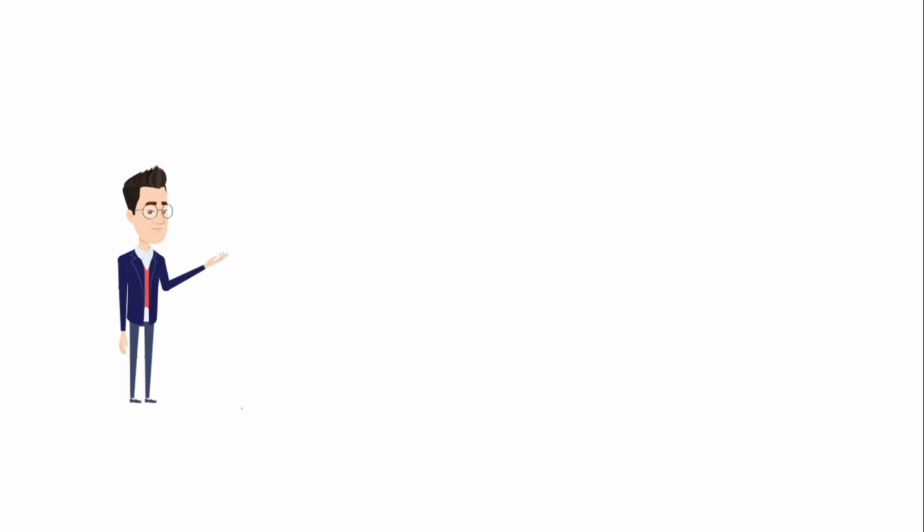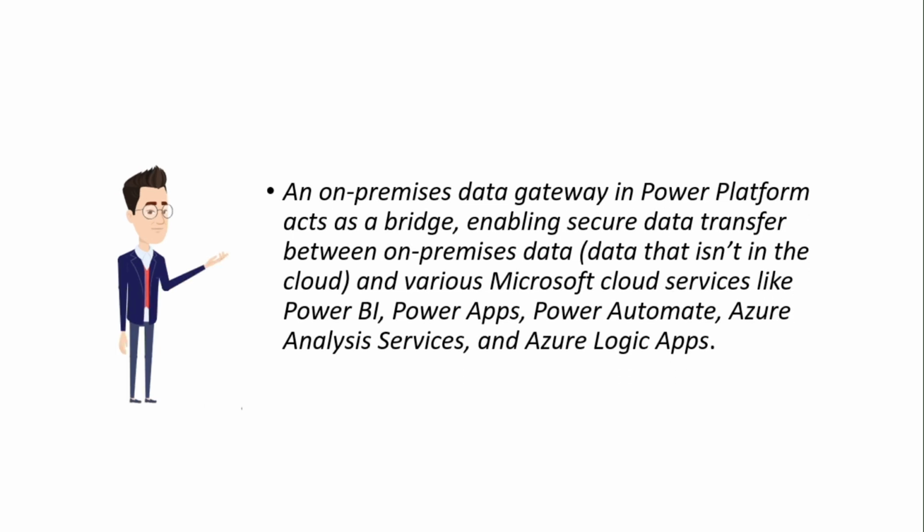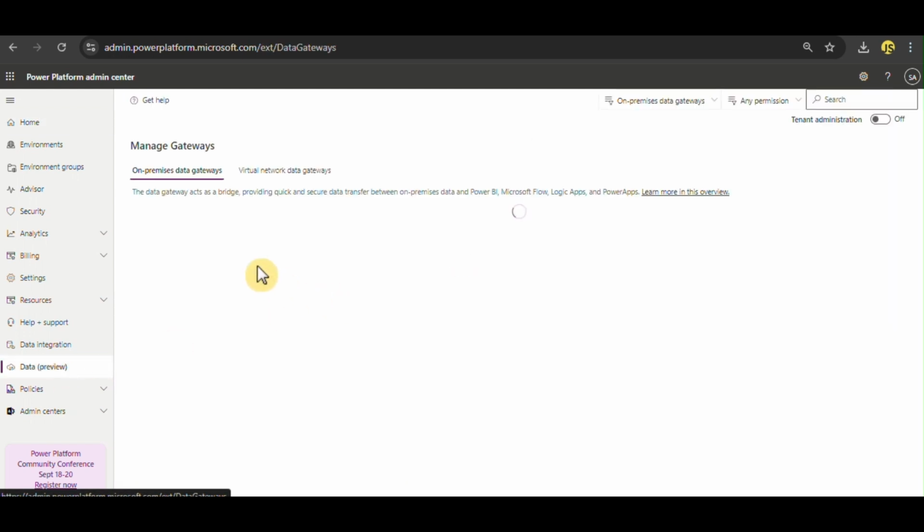An on-premises data gateway in Power Platform acts as a bridge, enabling secure data transfer between on-premises data, data that isn't in the cloud, and various Microsoft cloud services like Power BI, Power Apps, Power Automate, Azure Analysis Services, and Azure Logic Apps. When users access the Power Platform Admin Center, they can only view their configured gateways.